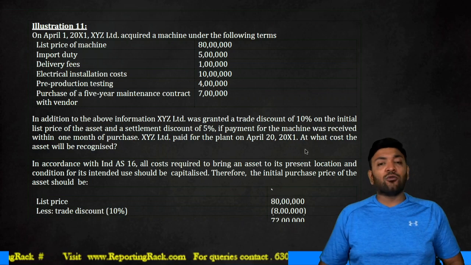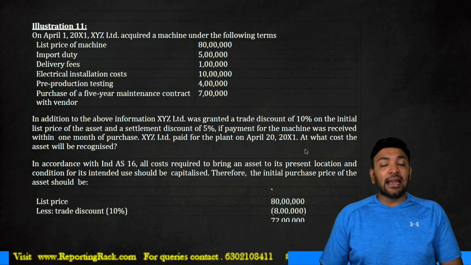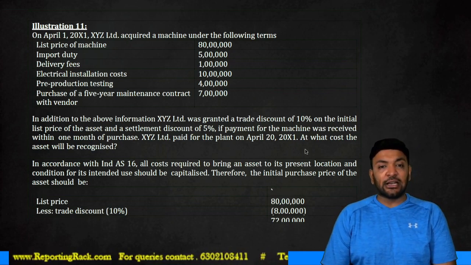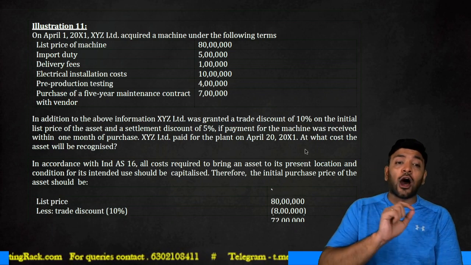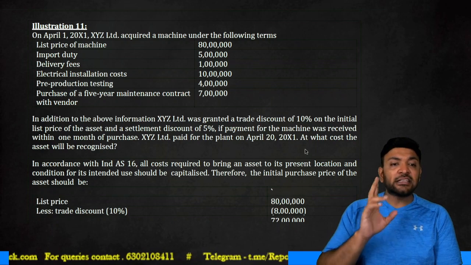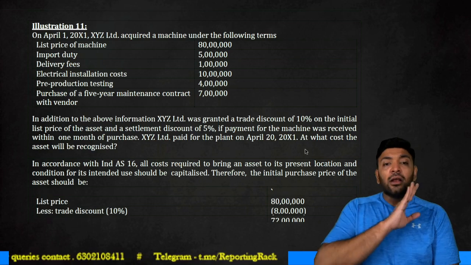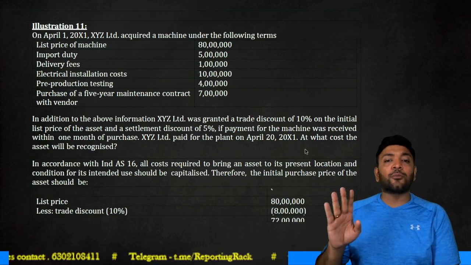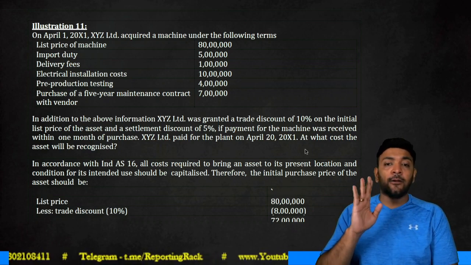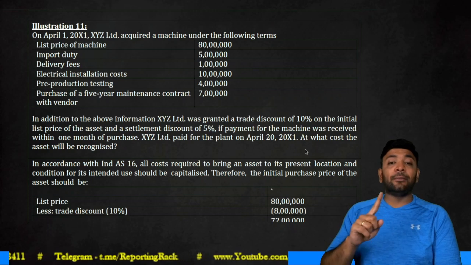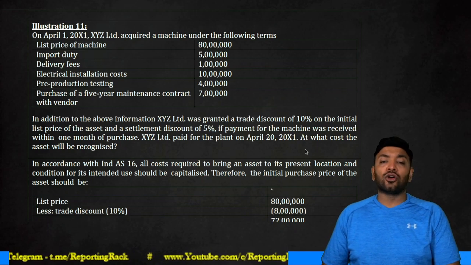Clear? So therefore, what is the cost of the asset now? 92 lakhs is the cost of the asset. 80 lakhs minus 10%, 72 lakhs, plus 5% import duty, assuming that these taxes are non-refundable. Add delivery fees, add electrical installation, add pre-production testing. But however, this 5-year maintenance contract is not supposed to be included. It should be considered only as a prepaid expense. Cash discount, if received, will be directly credited to P&L. It should not be adjusted to the cost of the asset.